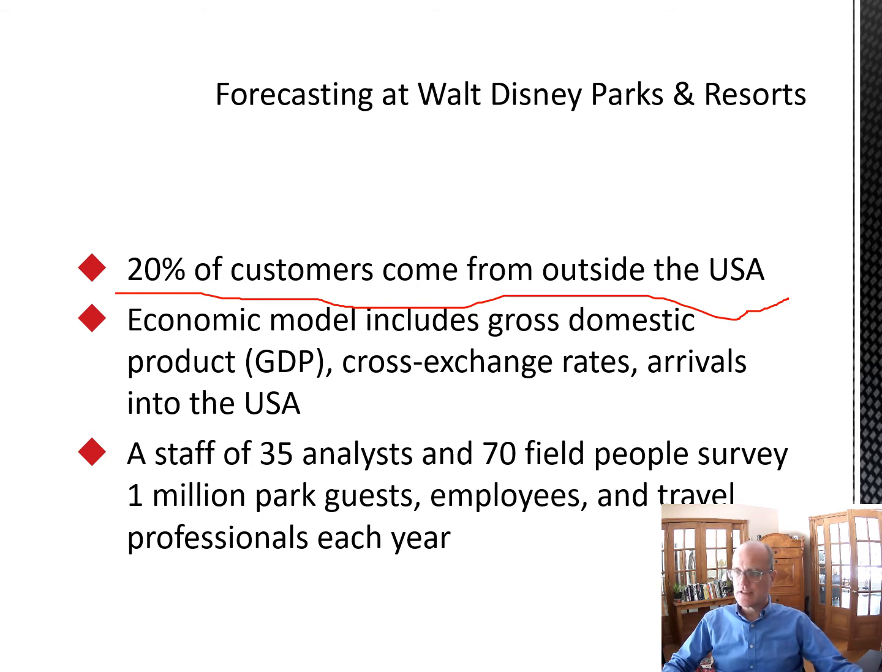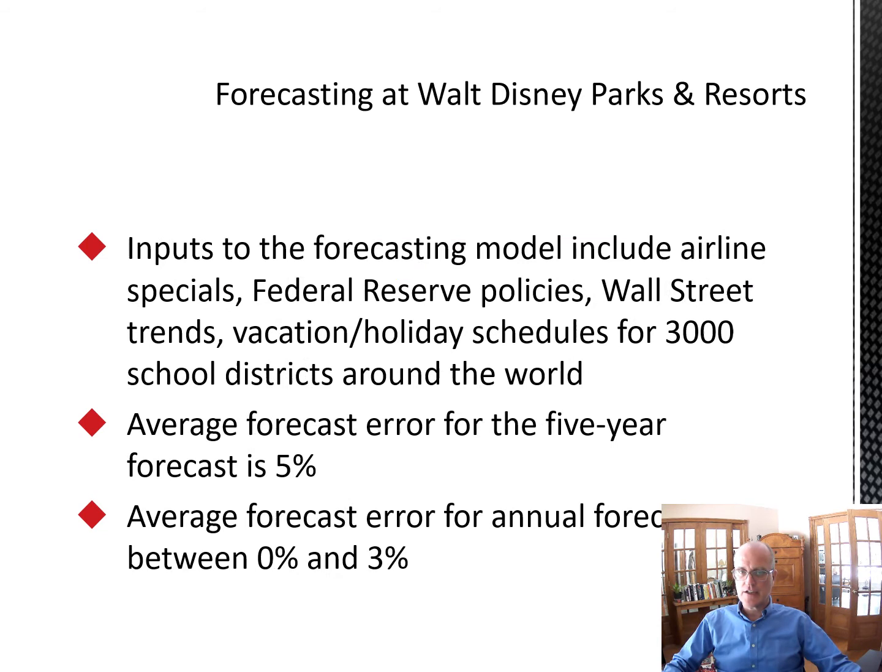So forecasting is a complex and critical function in any organization. And in the shorter term, they look at things like airline specials, monetary policy, Wall Street trends, vacation and holiday schedules for 3,000 school districts around the world. So they look at when spring break happens, as an example. They look at when universities have reading week. All of those things begin to influence their forecasts.